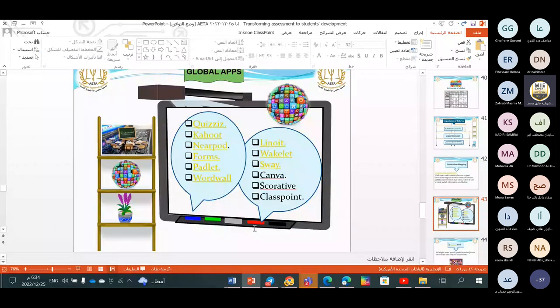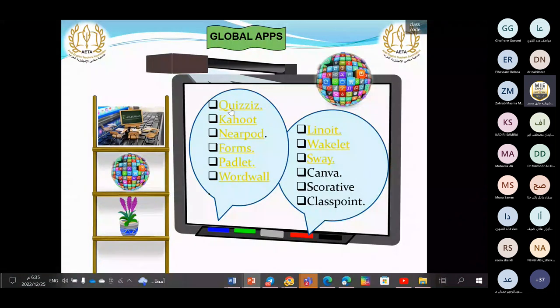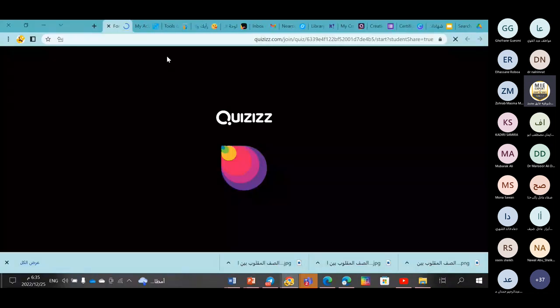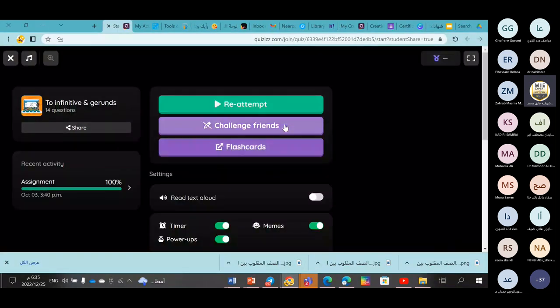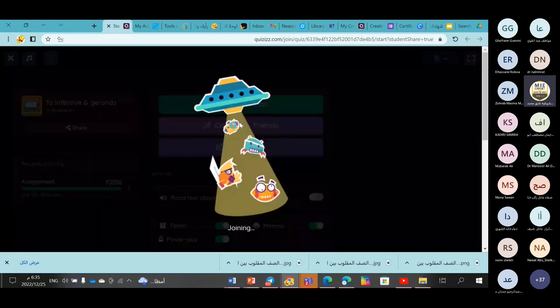Here we mentioned some global apps. Miss Laila asked a few minutes ago about apps we can use in order to find out our students' levels. If you look here, there are many apps like Quizizz, Kahoot, Nearpod, Forms, Padlet, Wordwall, Lino, Wakelet, Sway, Canvas, Curipod, ClassPoint. If I press on this, look here, it will take us to a quiz that I prepared for my students.